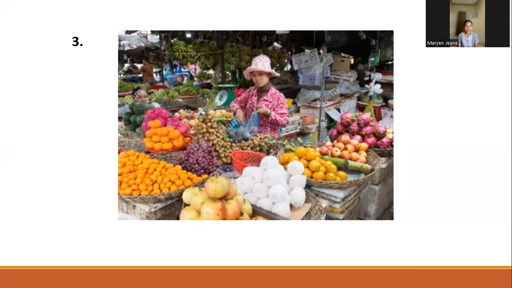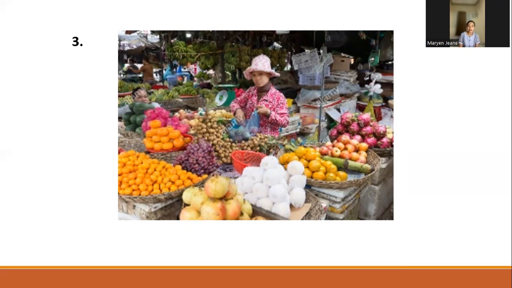Yes, most of our favorite. Most of us eat this one. No, we love to eat this one, especially after meal. We have, okay, the lady is selling fruits. Very good. She's selling apples, grapes.